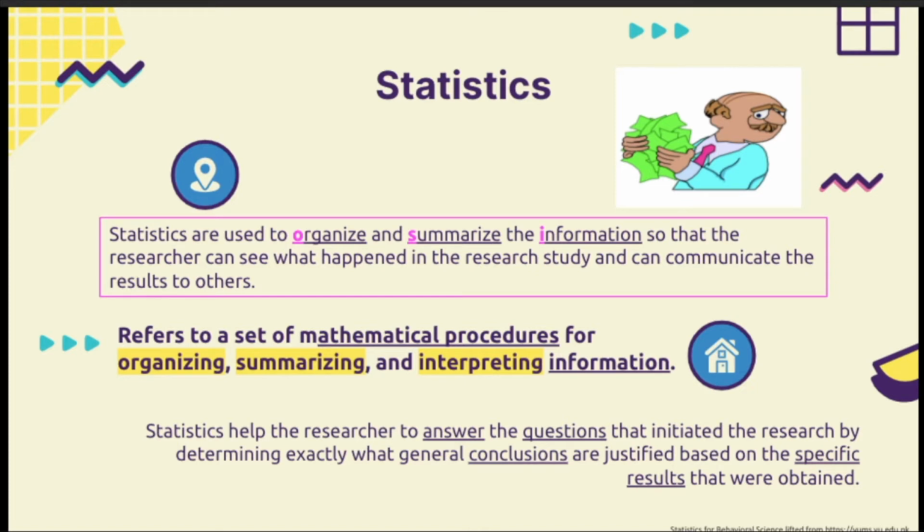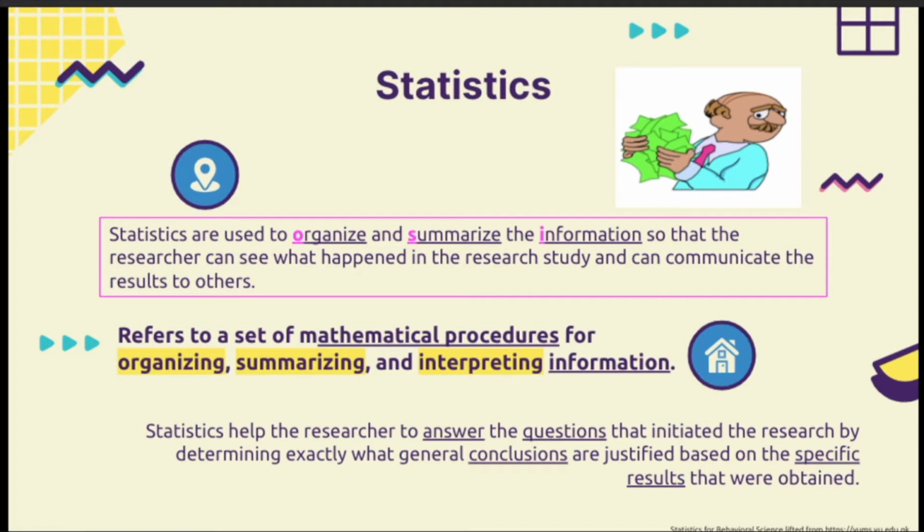So statistics will help the researcher to answer the question that initiated the research by finding out conclusions which are justifiable based on the results that have been obtained through statistics. So for example, we want to know whether a junior high school student learns better by modular or by online. So we have to gather some information about the students' habits. We have to gather their academic performance as well so that we can get the results.